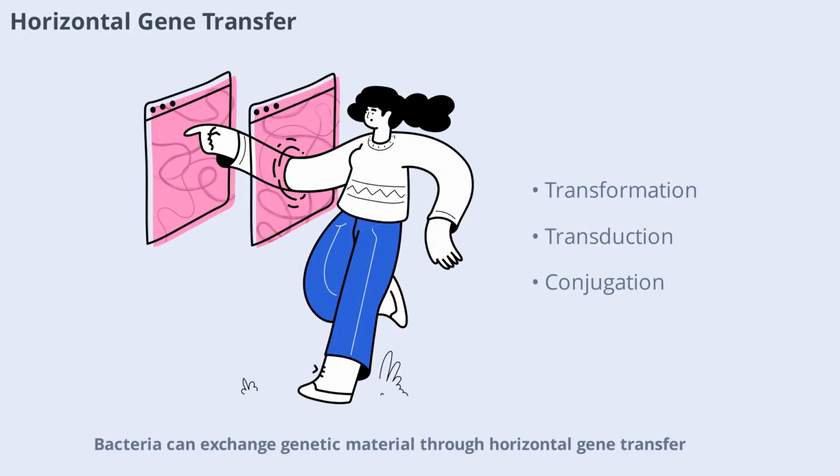Bacteria can exchange genetic material through horizontal gene transfer. This process includes transformation, transduction, and conjugation. It allows bacteria to rapidly acquire new traits such as antibiotic resistance or metabolic capabilities. Horizontal gene transfer is a driving force in bacterial evolution and adaptation, making them highly versatile organisms.